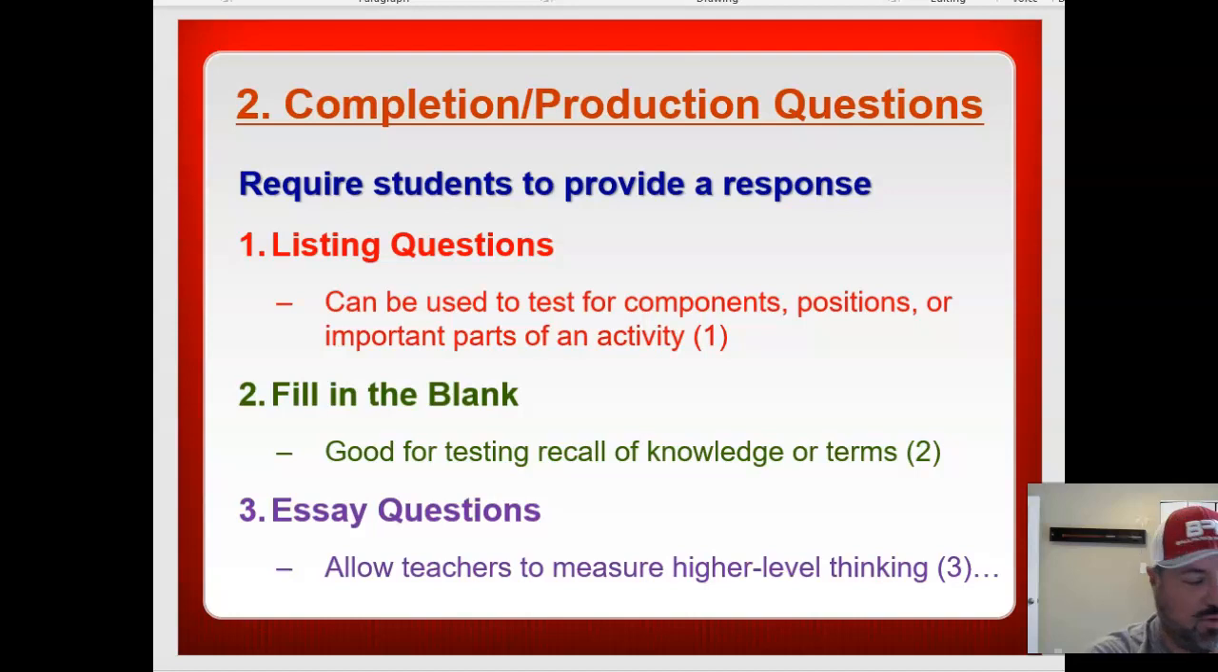Next, fill in the blank questions, number 2. When we consider our fill in the blank questions, they're good for testing a recall of knowledge or terms. This is a good spot to really test for vocabulary or maybe just some understanding on a specific person or date. If you have a fill in the blank and you have an answer bank, though, you're giving students more of a chance to just guess or eliminate the wrong answer. This doesn't prove that they actually know it right off the bat. So make sure in the fill in the blank you want to be specific with 1 or 2 word terms that they put in there.